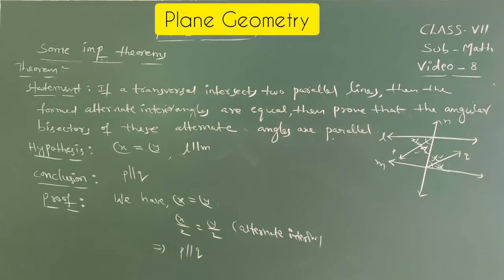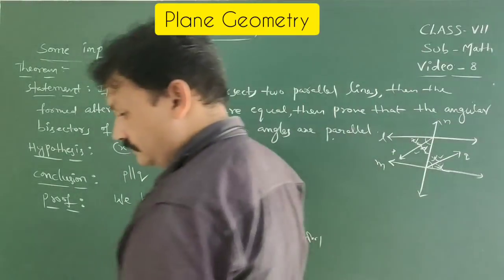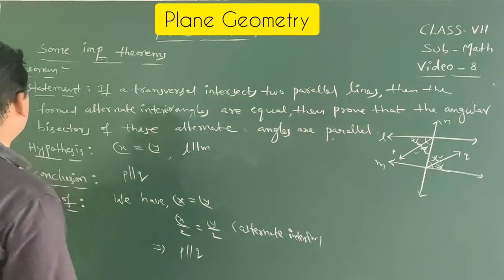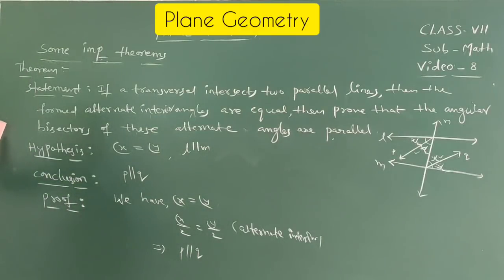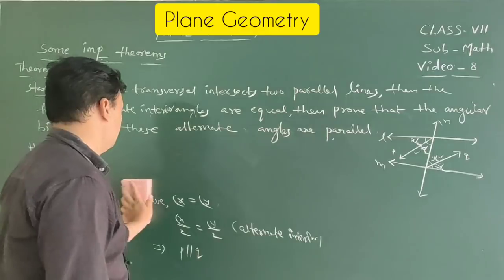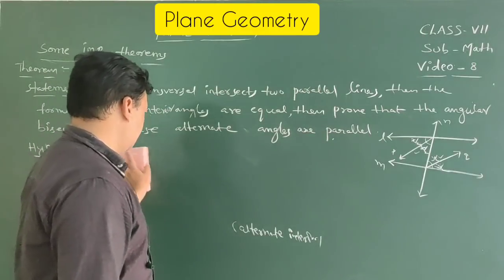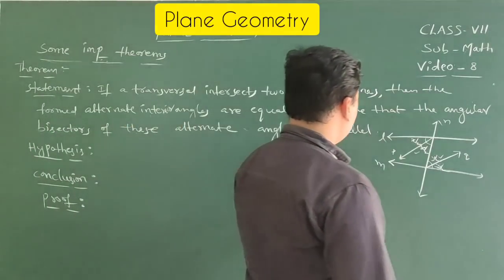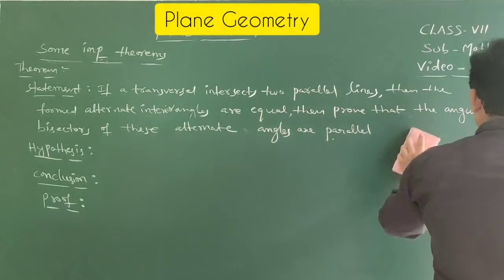In this way we can prove the given. Now another one. For co-exterior, alternate exterior angles also we can prove this one. Next.